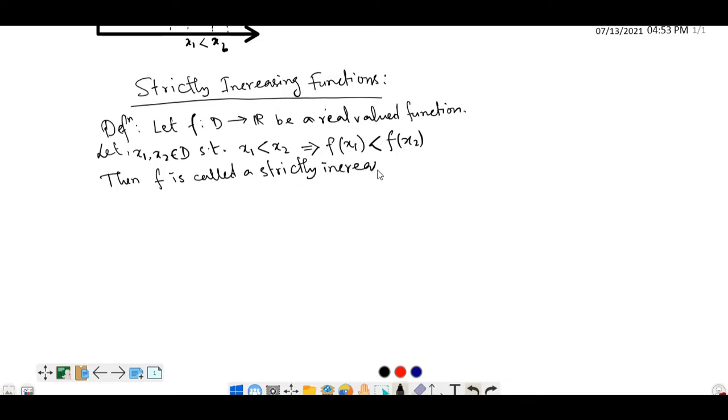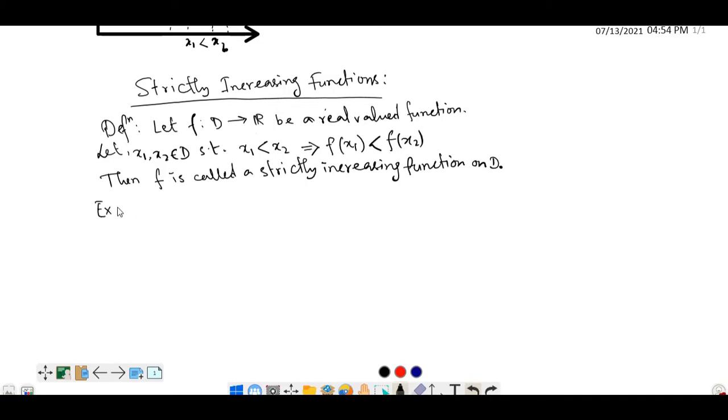increasing function, and this function is strictly increasing on the set D. So always remember the nature is defined on the domain. If you extend the domain, the nature may change, but within the domain, if this is happening, then the function will be called a strictly increasing function.